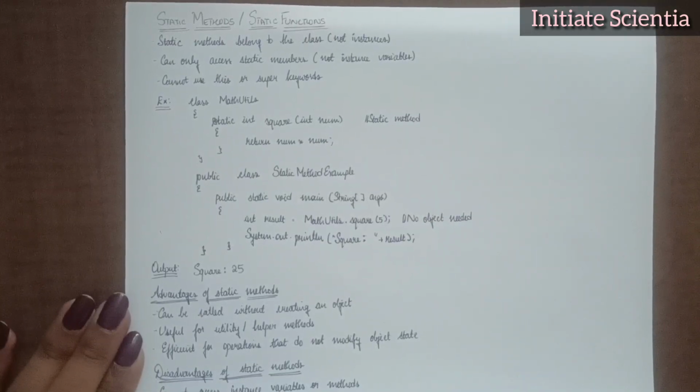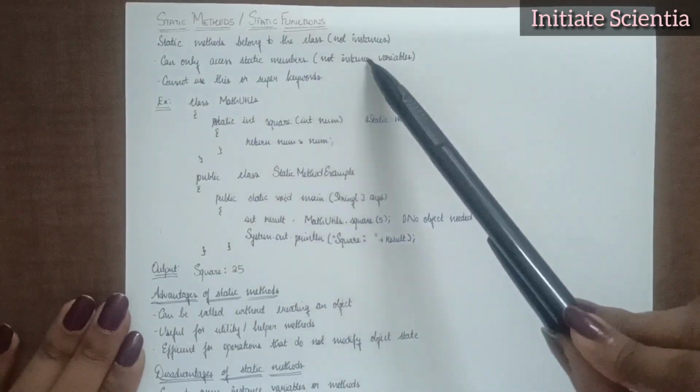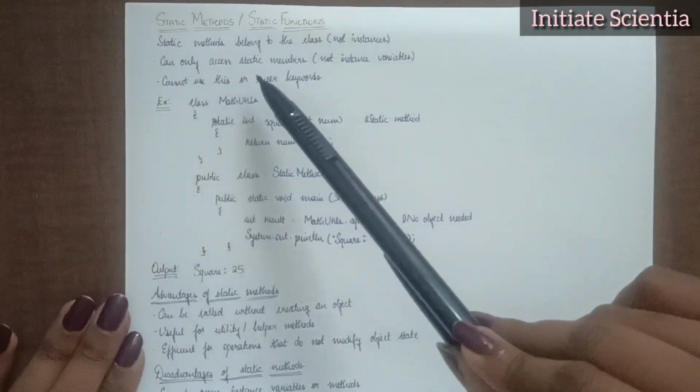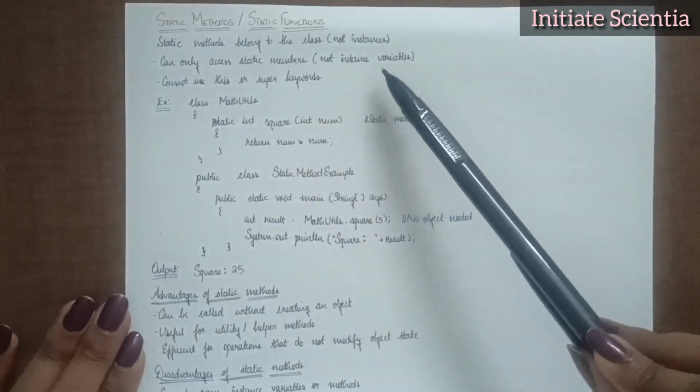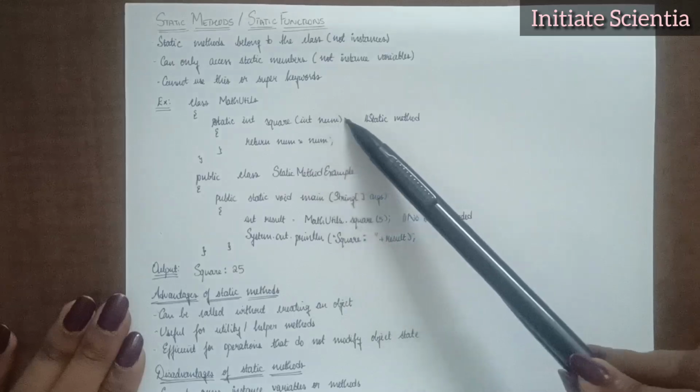Now let's discuss static methods, or static functions. Static methods belong to the class and not instances, can only access static members, that is, not instance variables, and cannot use the this or super keywords.